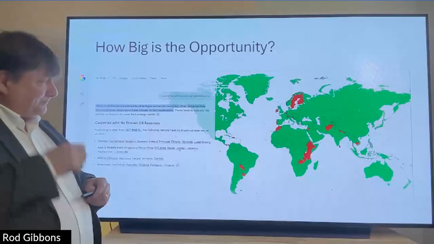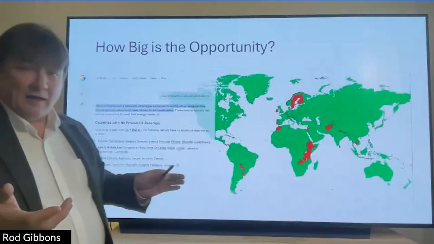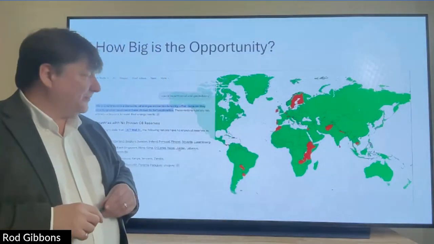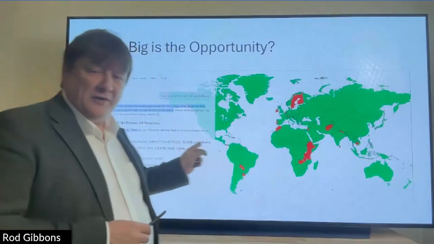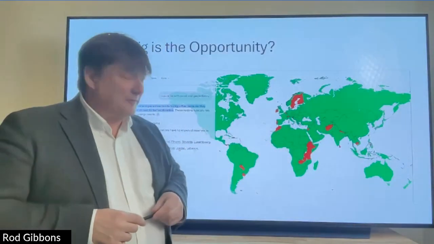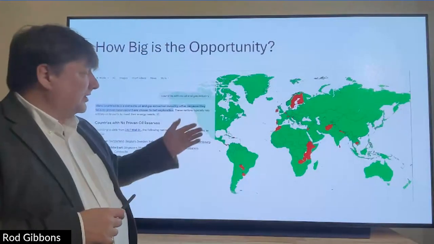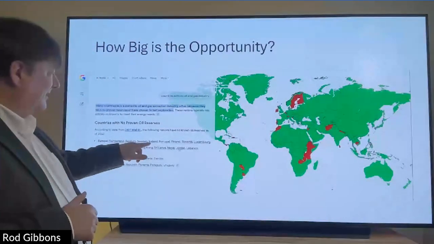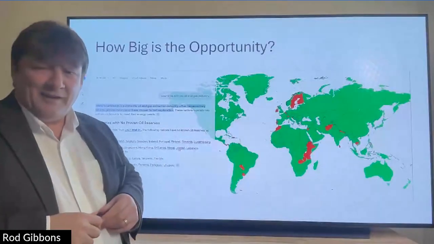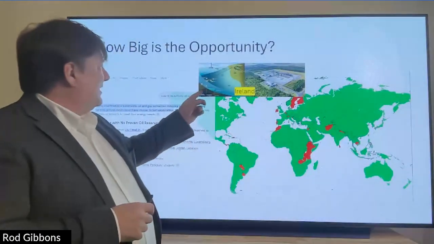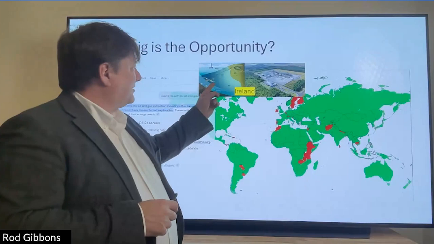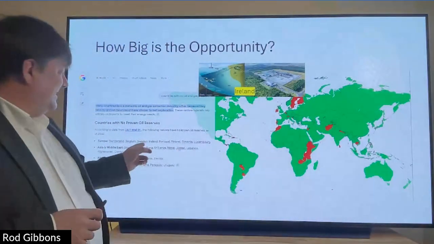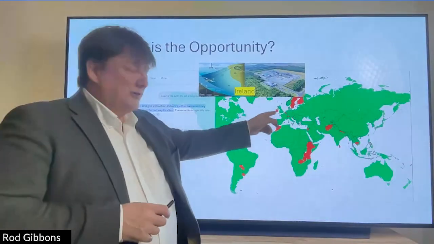So how big is the opportunity? Green, there's an oil industry. Red, according to this, there's no oil industry. So that's a lot of the world. But when I looked at it, I was like, Ireland's on here. Wait a second. I worked for a company that had subsea gas wells and a huge gas plant onshore Ireland. So that shouldn't be red.